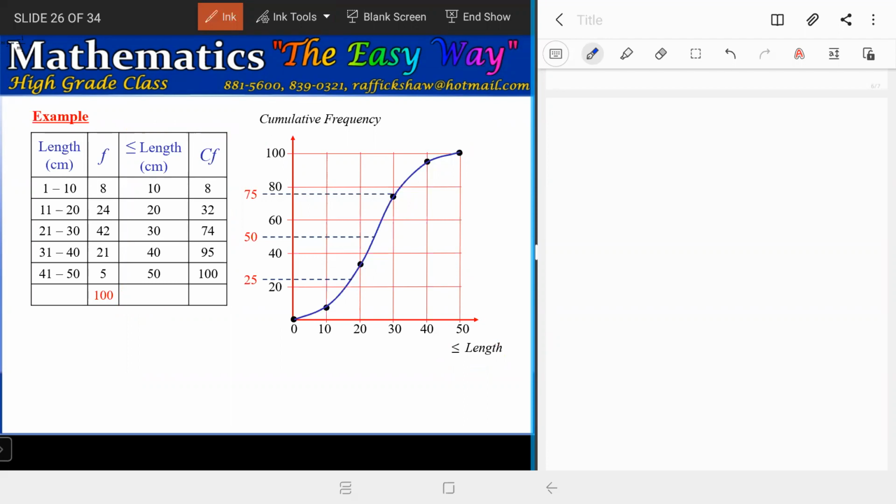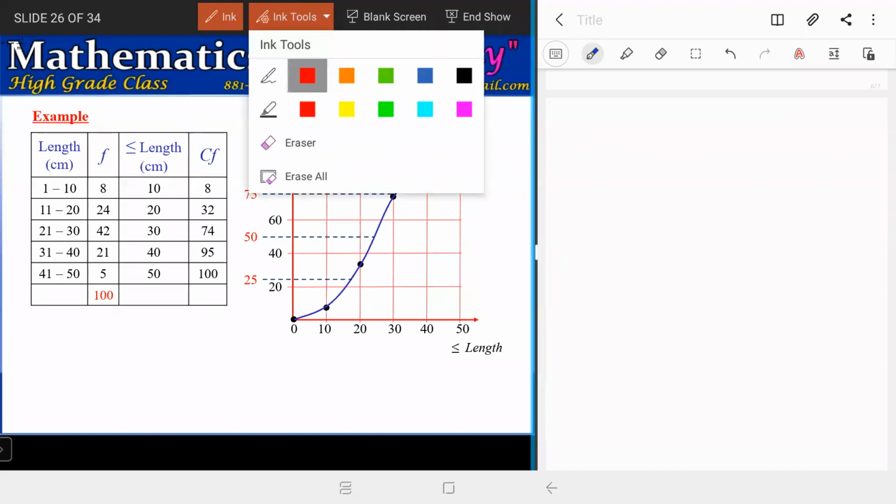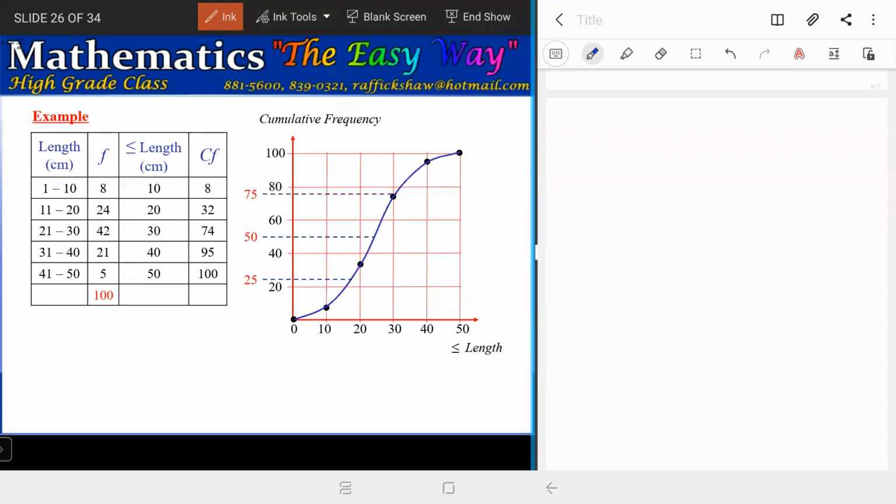So this graph will show you how many leaves measure less than or equal to any length you want. If I want to know how many leaves measure less than or equal to 22, just come right here and find 22. Go up on the graph, read it across, and it will tell me approximately how many leaves measure less than or equal to 22. Understand?